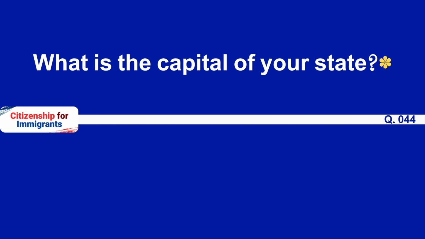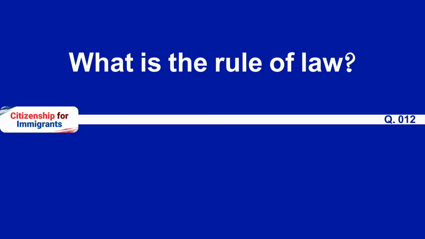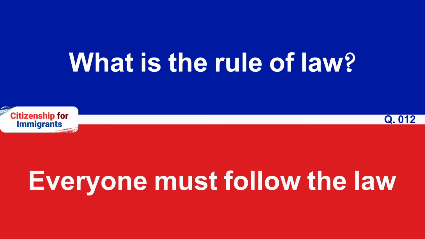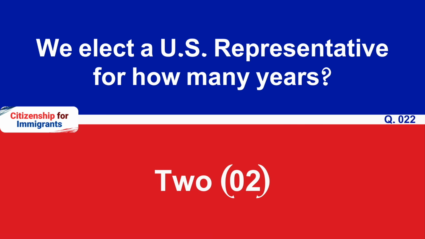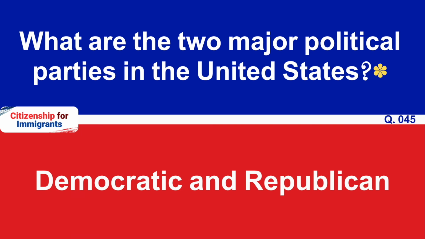What is the capital of your state? What is the rule of law? Everyone must follow the law. We elect a U.S. representative for how many years? 2. What are the 2 major political parties in the United States? Democratic, and Republican.